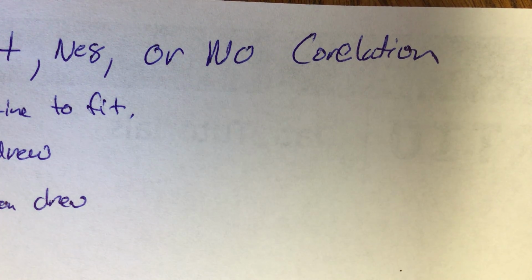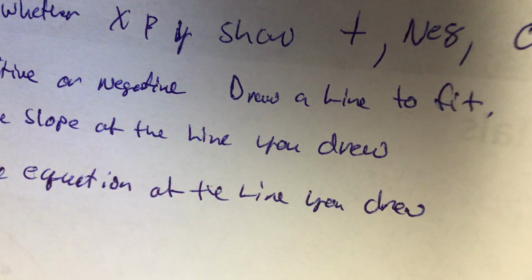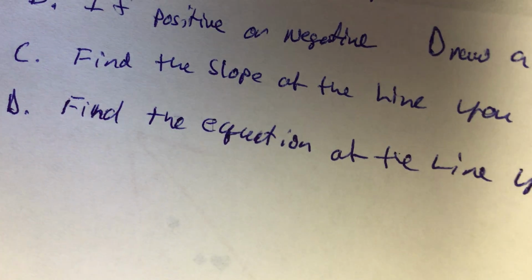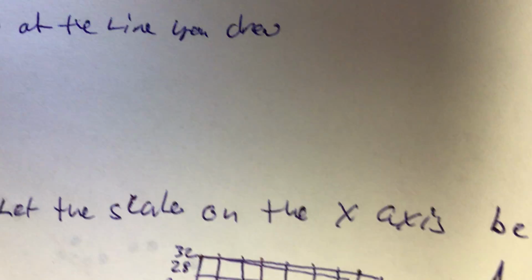You'll see which one has no correlation as you look at numbers 2 through 5. But this one definitely has a positive correlation, and we're going to draw a line, which we did on number 6, and then we're going to find the slope of the line that we drew, and we're going to find the equation of the line we drew.